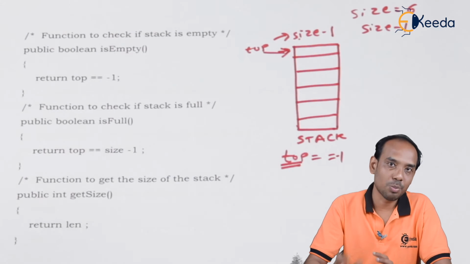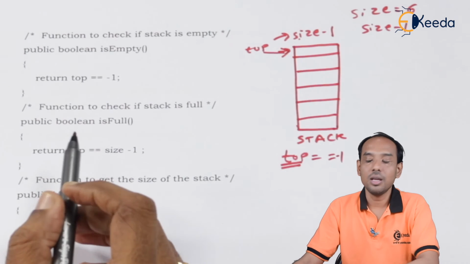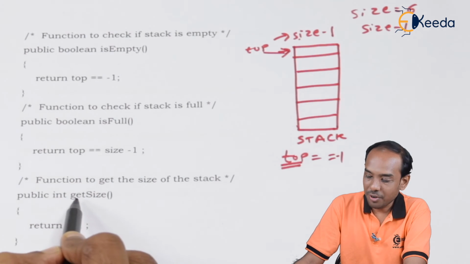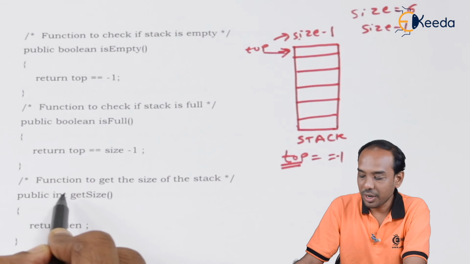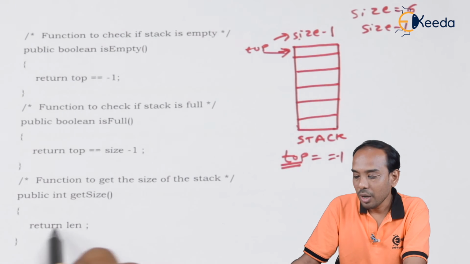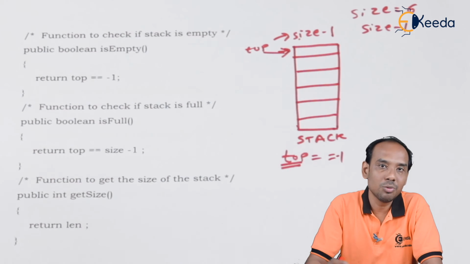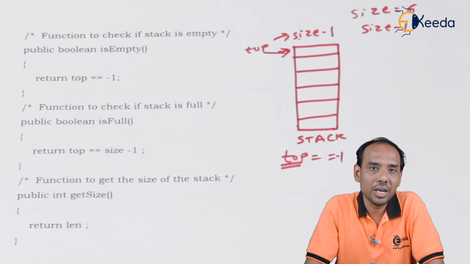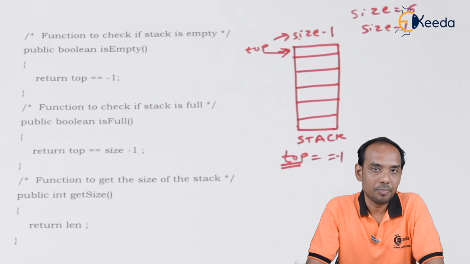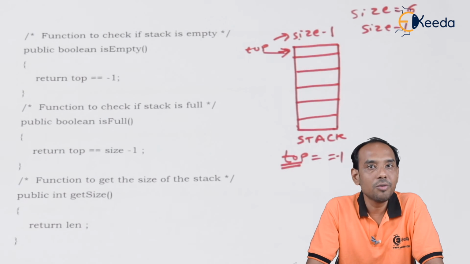Now coming to the last part, that is the size of the stack. For this I'm going to write down the function getSize. I'm going to return the value in the form of an integer. That's why I've written integer. Now in case of this, I'm going to have the size based on which variable? I'm going to return the length variable value. Which variable are we going to use? len.